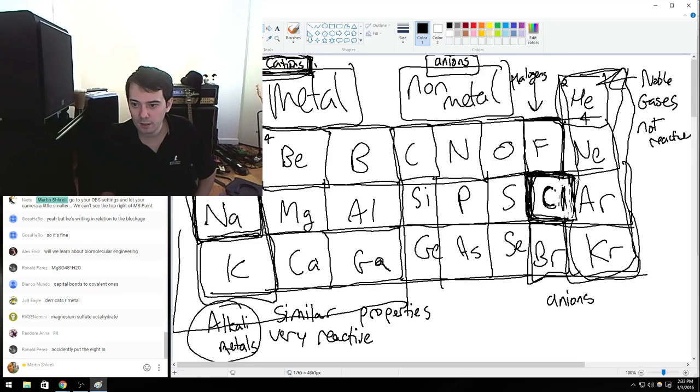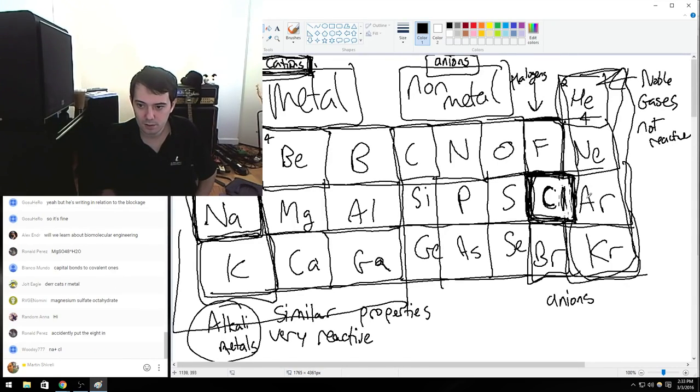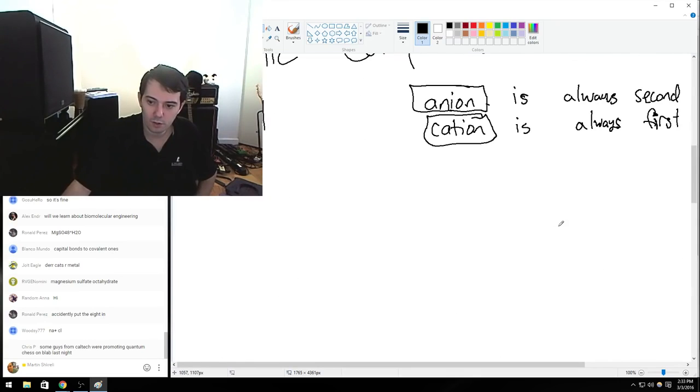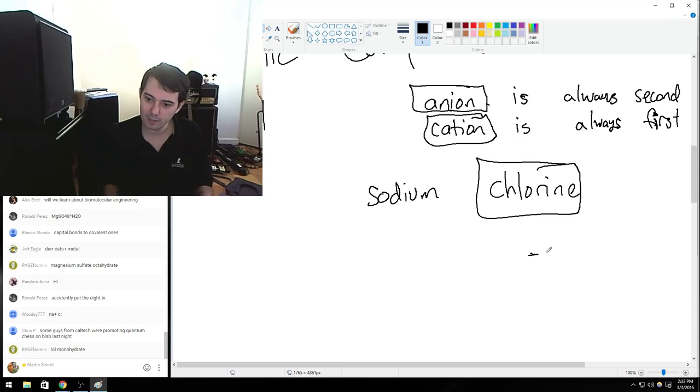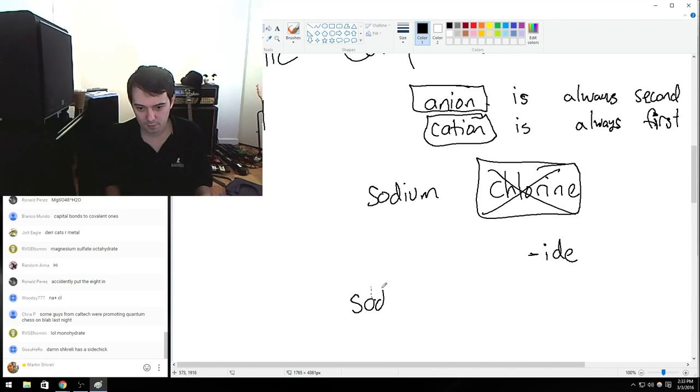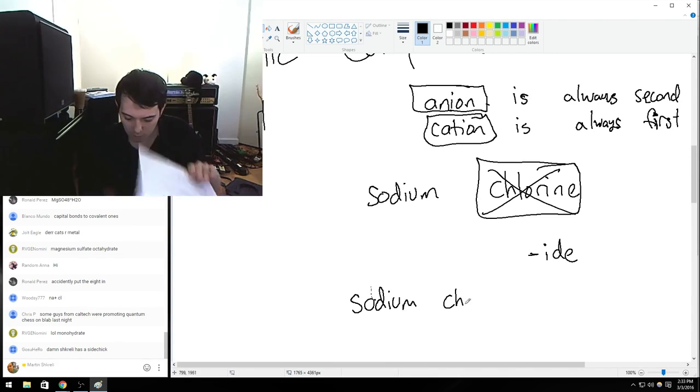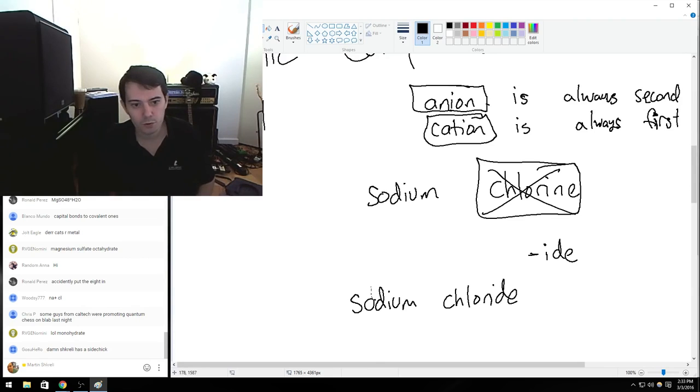So this is an ionic compound, and this is the cation, and this is the anion. So we know that the cation goes first, so we're going to say sodium chlorine. Is that right? No. We take the anion and we make the ending -ide. So we're going to make it sodium chloride. Sodium chloride. Does anyone know how we would do KI?